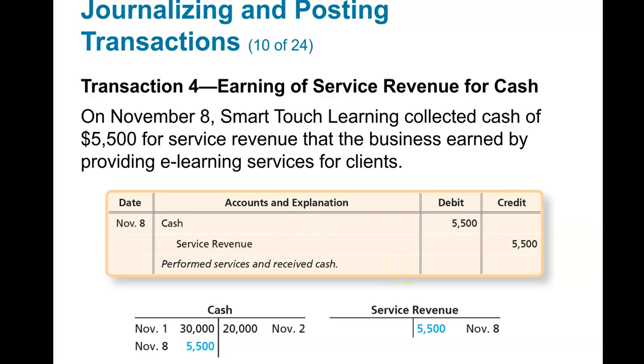I then go and I post to the ledger page. Here's the cash ledger page. I'm adding a $5,500 debit on November 8th on the left side. And for revenues, I add my $5,500 credit on November 8th on the right side.